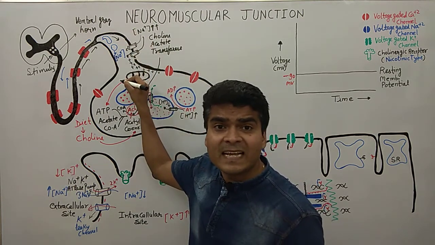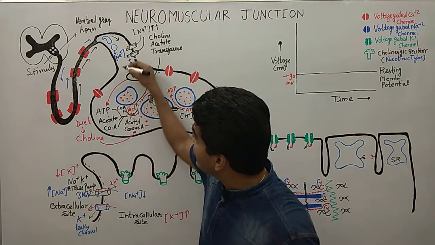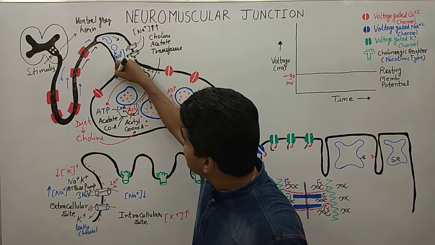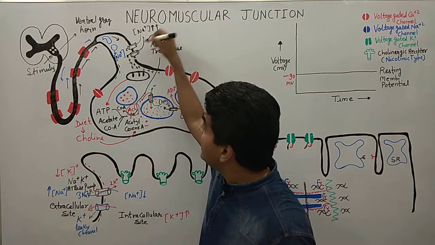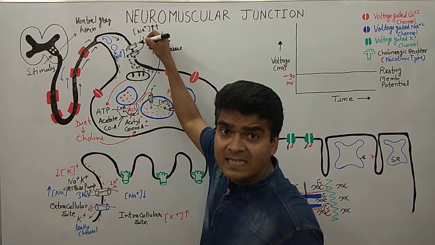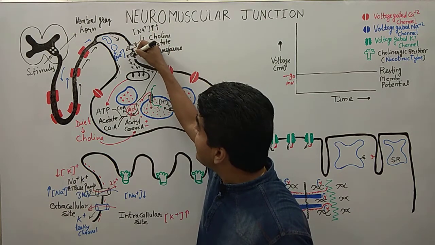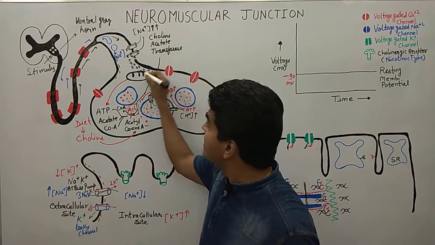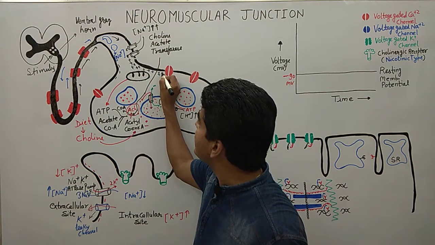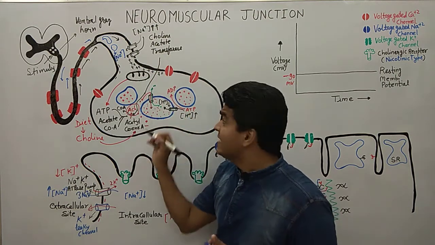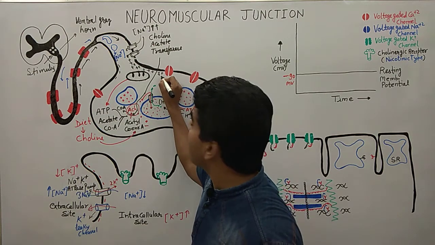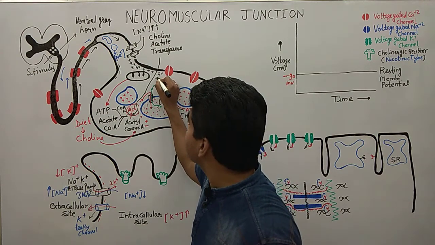Initially this area is negative, initially negative area है ये, resting membrane potential पर. But जैसे ही sodium आएगा, this area, क्योंकि positive charge आ रहा है, to this area becomes positive, ये area क्या हो जाएगा? Positive हो जाएगा. And here we reach 30 millivolt. यहाँ पर क्या हो जाएगा?